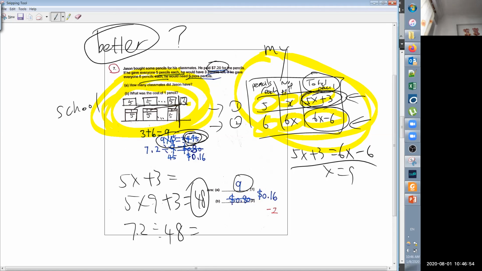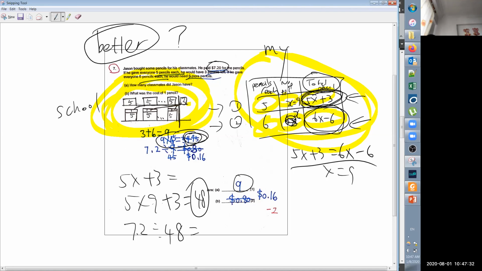So basically, once you have found out x, right? By the way, this is not 6x, this is x. I'm sorry. So if you find out x is 9, you just give it to them. If they ask for the total number of pencils, just sub in your x. 5x plus 3 is the total pencil. If they ask you for the number of people, 9. Or you can even take 6x minus 6. Once you have the total number of pencils, then your 720 you divide by 48. Then you get each.